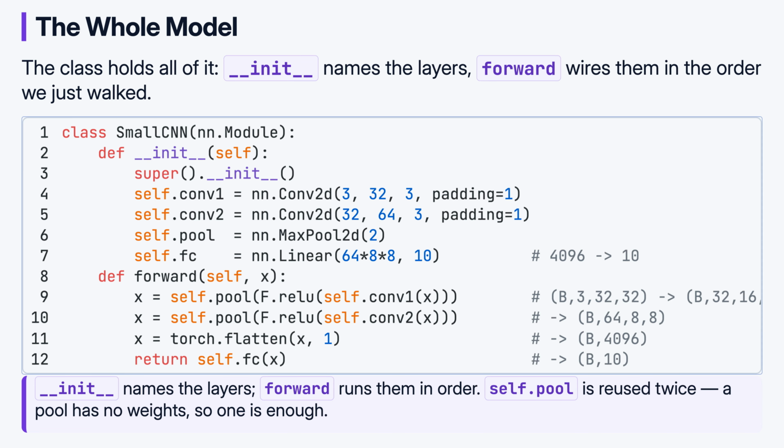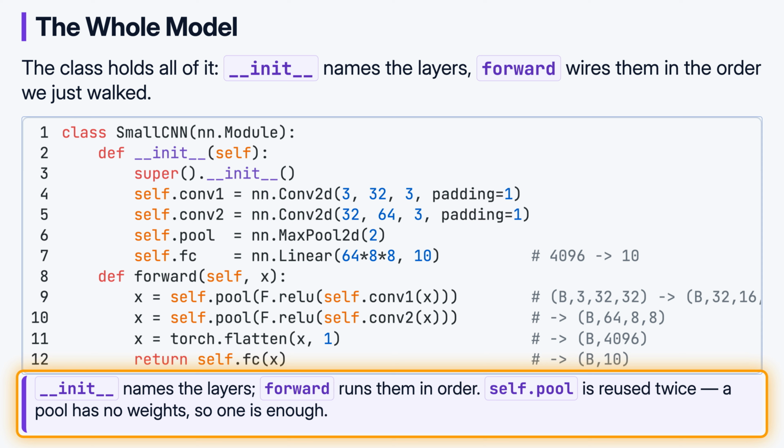The whole model fits in one class. In init we name the 4 layers: the two convs, one pool, and the linear head. In forward, we wire them in the order we just walked. Block 1 runs the first conv, a ReLU, and the pool. Block 2 does the same with the second conv. Then we flatten, and the linear turns the row into 10 scores. Notice one detail. self.pool is defined once and used twice. Pooling has no learnable weights, so the same layer serves both blocks.